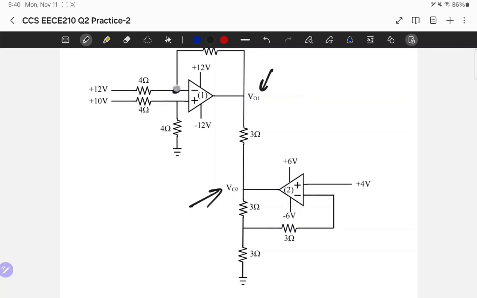And I'm going to put VN1 and VN2. Now, sorry, no, VP1. So VN1 and VP1.